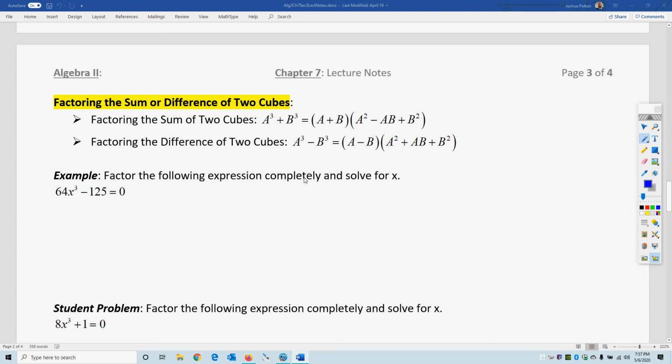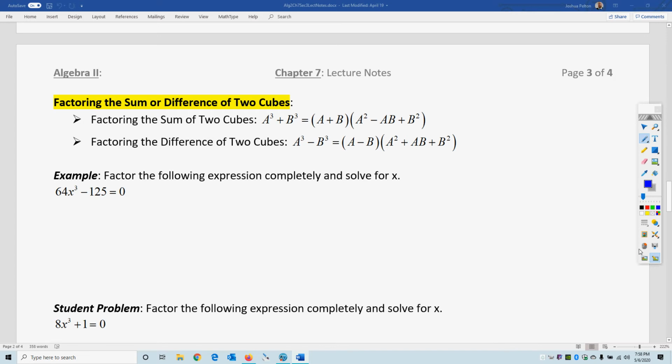This is Professor Pelton. This is Algebra 2, Chapter 7, Section 3 on multiplying and dividing rational expressions. Before we go on to dividing, we need to review factoring perfect cubes, basically. So there's factoring cubes and there's perfect cubes.